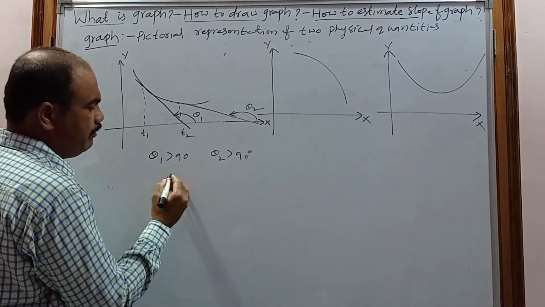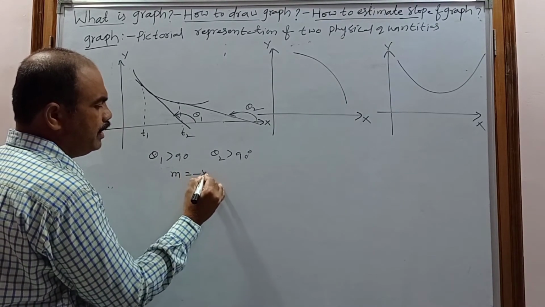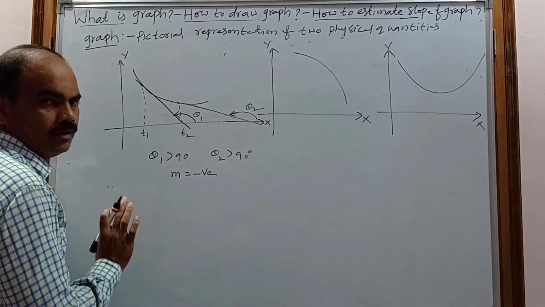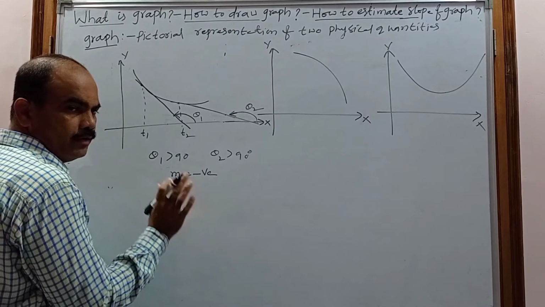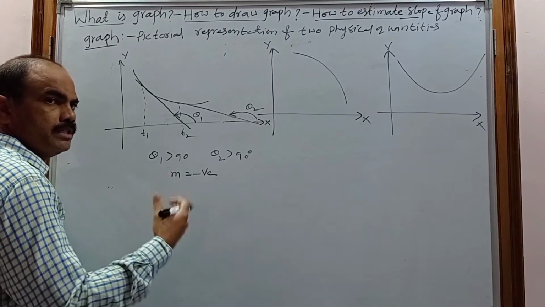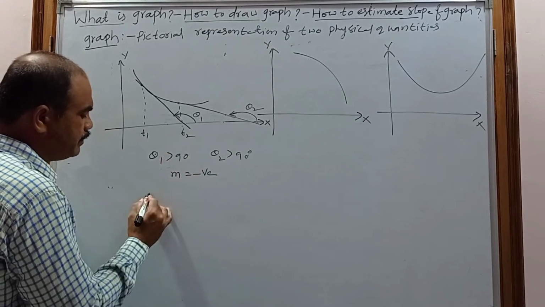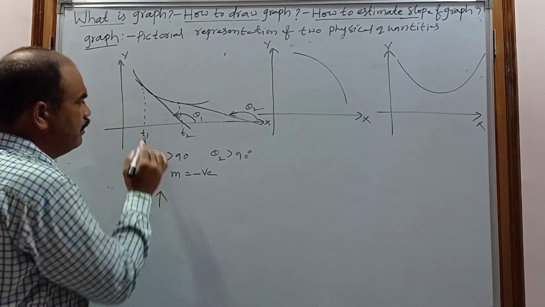If theta 1 and theta 2 are greater than 90, what happens? The slope of the graph will be negative. Okay, you found whether the slope is positive or negative. Now you have to estimate whether the slope is increasing or decreasing with respect to time, when the time is increasing.